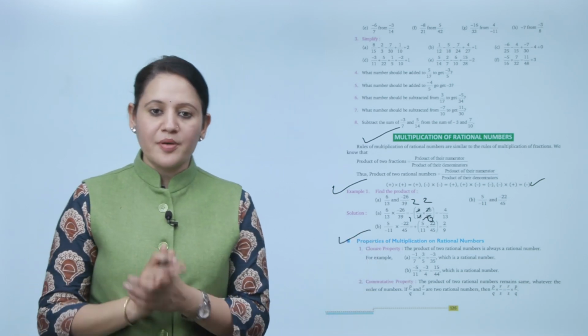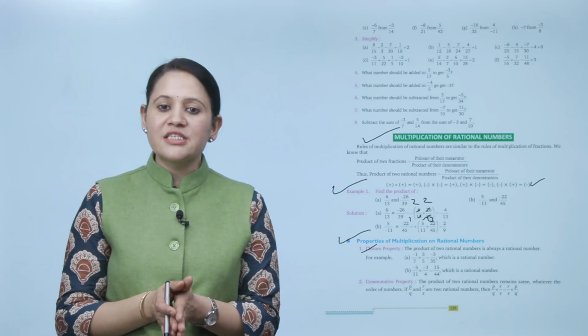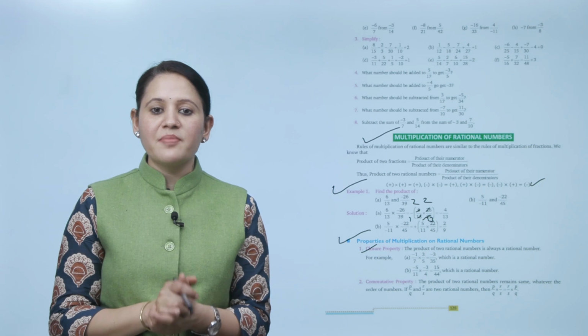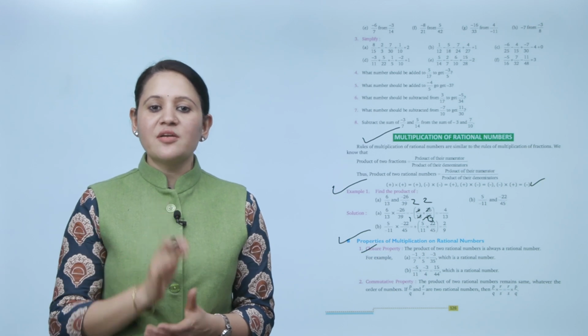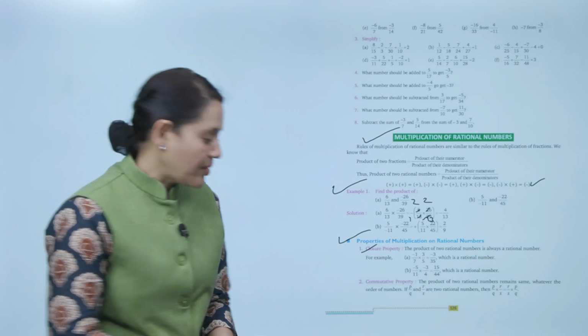First property is closure property. The product of two rational numbers is always a rational number. For example, minus 1 upon 7 into 3 by 5 equals minus 3 upon 35, which is a rational number. Clear? Next is commutative property.